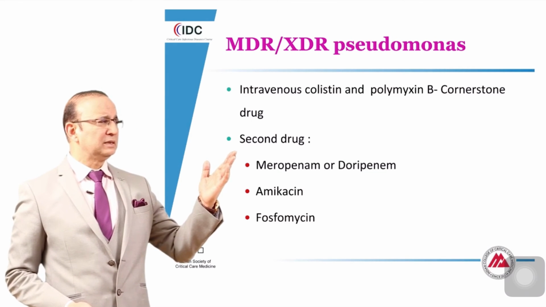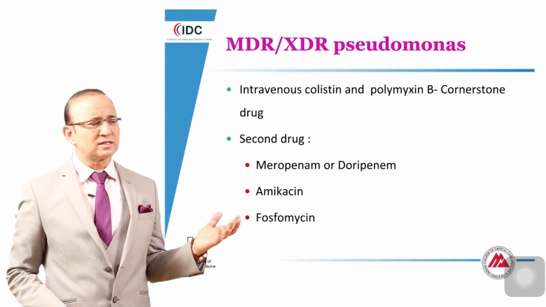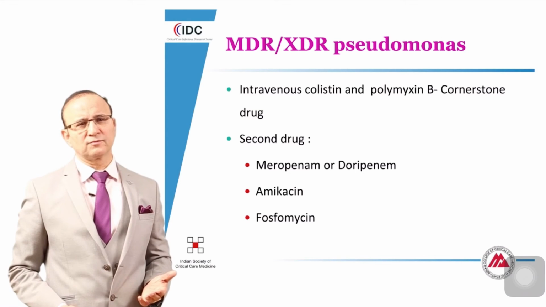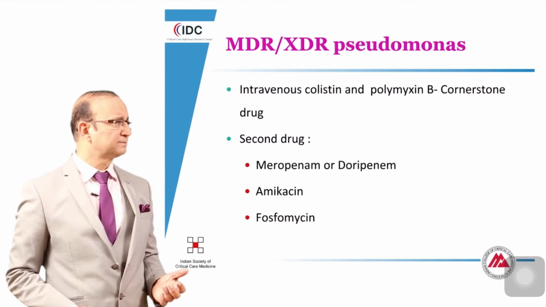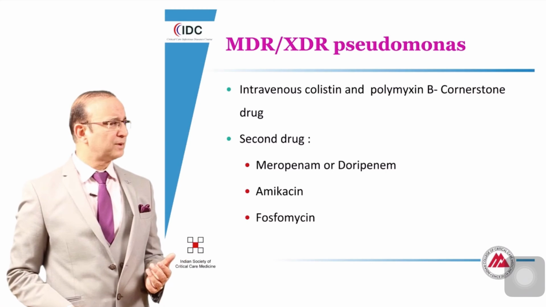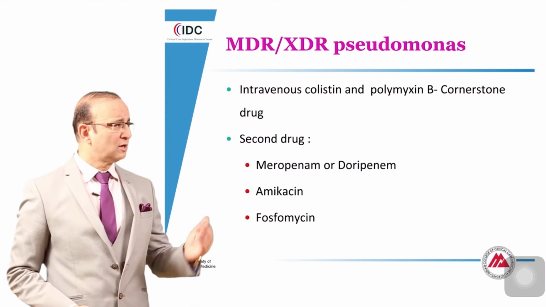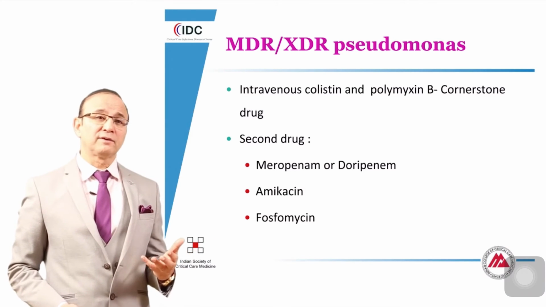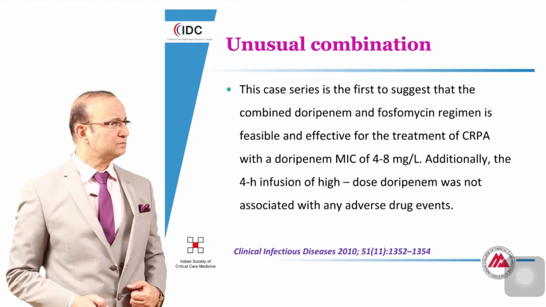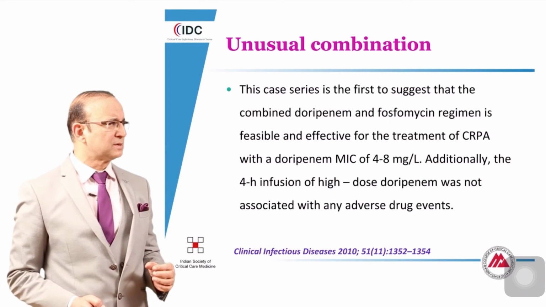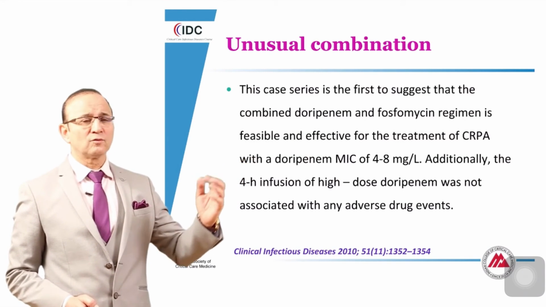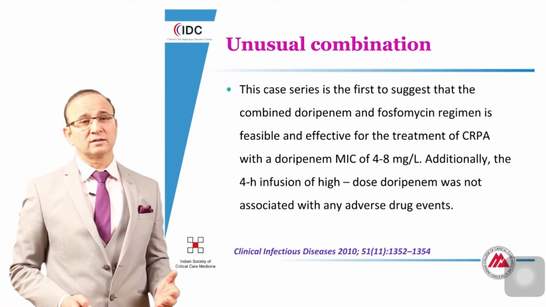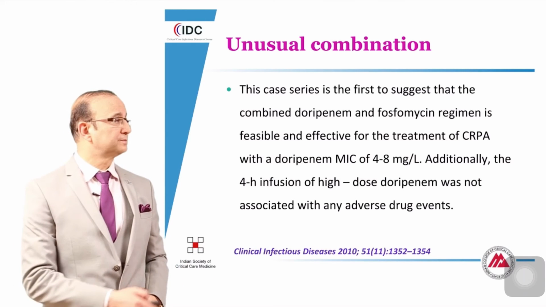As far as the treatment of these is concerned, again colistin and polymyxin B are still the cornerstone drugs for the MDR or XDR bacteria. The second drug is meropenem or doripenem, amikacin if it is sensitive. Fosfomycin is another drug which is being evaluated and is coming, which could be effective in treating these organisms. This was an unusual case where they published doripenem along with fosfomycin, and they showed a good outcome in a patient with multi-drug resistant or XDR Pseudomonas.